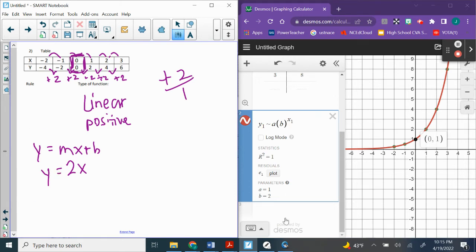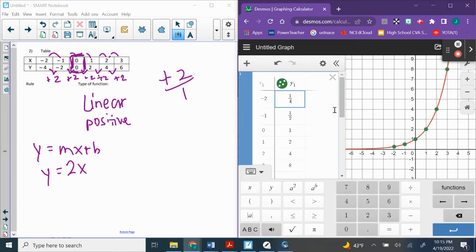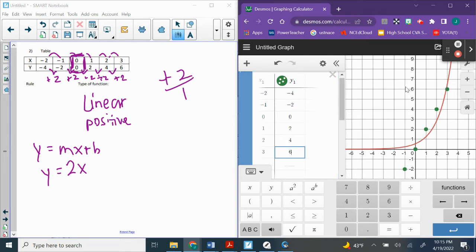Now, you can come back over here again. We have negative 2 to 3 still, so we're just going to change our output value so that negative 1/4 becomes a negative 4. Then we get a negative 2, 0, 2, 4, 6. Now, as you see, this exponential function definitely does not touch these lines.